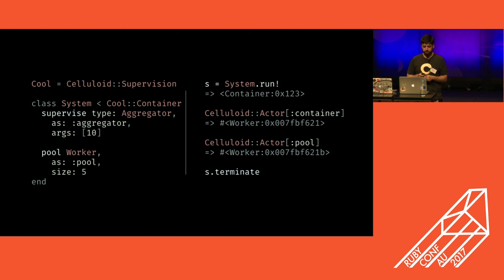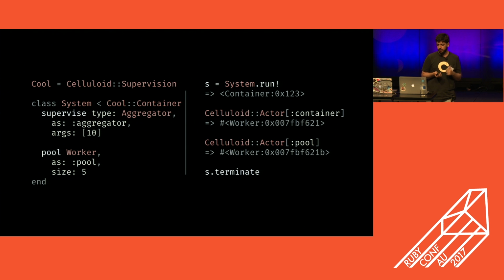But you have this class that inherits from the Celluloid supervision container. And inside this class, you have these methods to define each type of actor. So you can say, I have this type of actor that's an aggregator, and you can also define pools. And for each thing you define, you give it a tag. And then Celluloid guarantees that under the actor registry, there are always going to be actors of that type to process work. And you can boot up the entire system with run, you can terminate, and you have this representation of your system, which is also pretty cool.